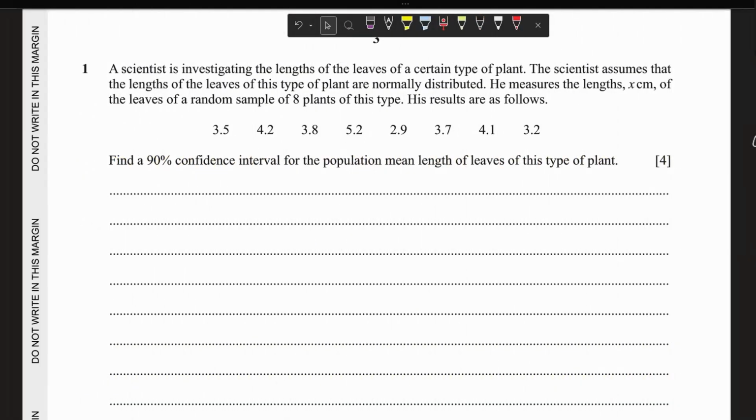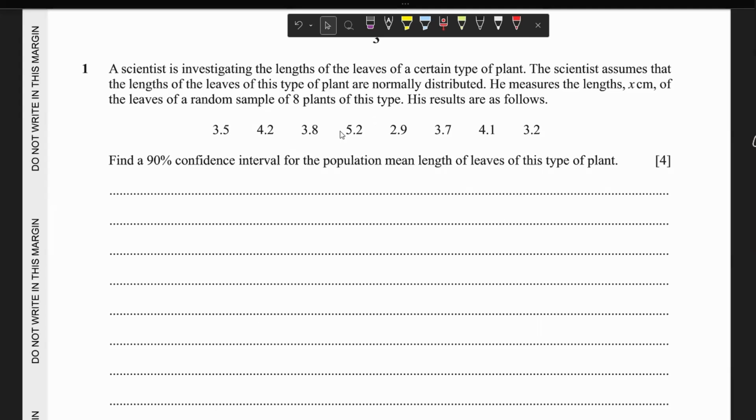So the question says, a scientist is investigating the lengths of the leaves of a certain type of plant. The scientist assumes that the lengths of the leaves of this type of plant are normally distributed. He measures the lengths, X centimeters, of the leaves of a random sample of 8 plants of this type. His results are as follows. So we have all these data points. Find a 90% confidence interval for the population mean length of leaves of this type of plant.